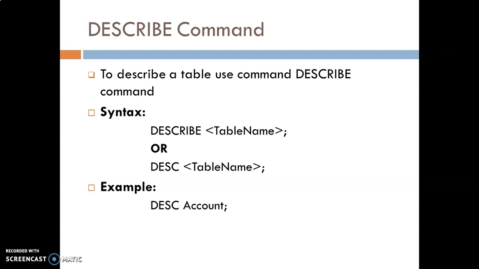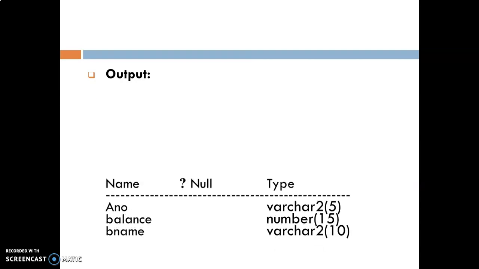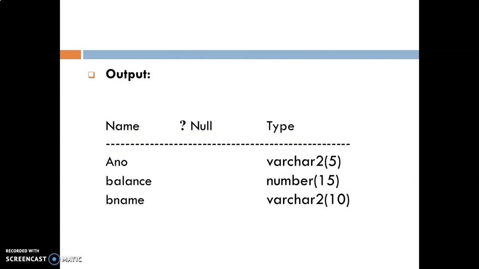After applying this command, we will get output like this. This is the logical structure of my table. Here the first column shows the columns available in my account table. There are three columns: account number, balance and B name. This is the null option. That means if I'm using a constraint, the constraint will be shown over here. And then after that, data types and size. Now we will see this practically.